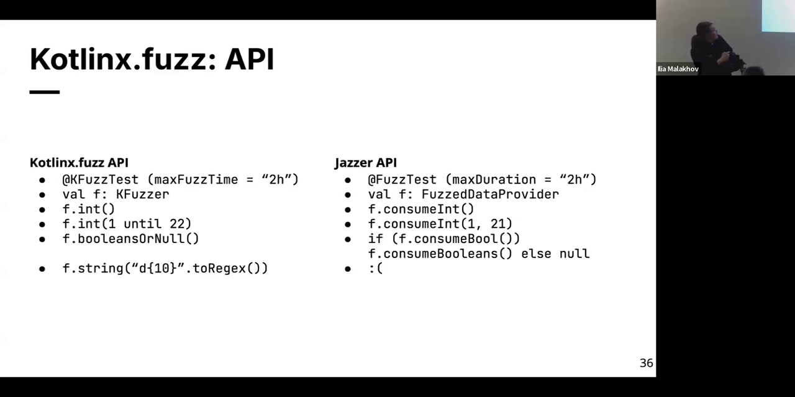Here you can see the comparison between our API and the Jazzer API. You can see how the code on the left side is shorter and more convenient. For example, here you can tell whether this function includes 22 in its possible results or not. I don't remember what it is. And also, we have better support for nullability and some extra features.